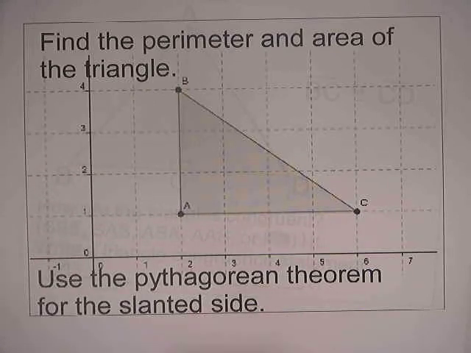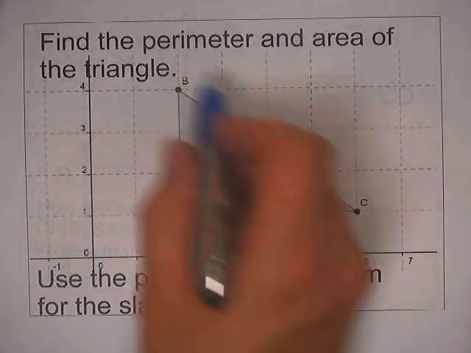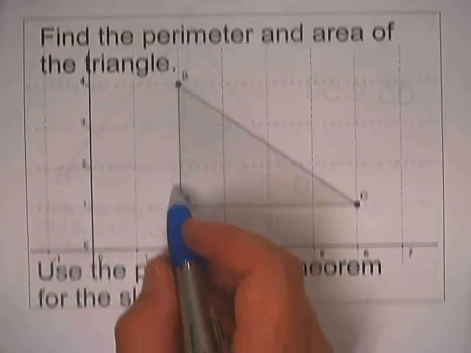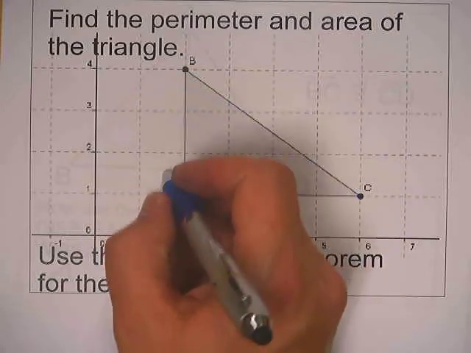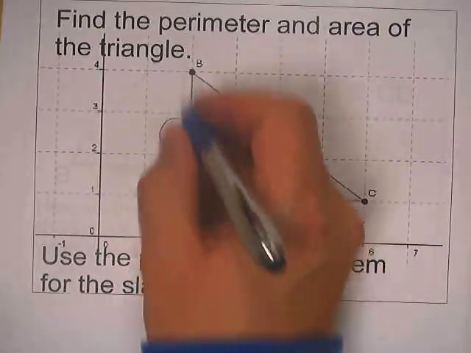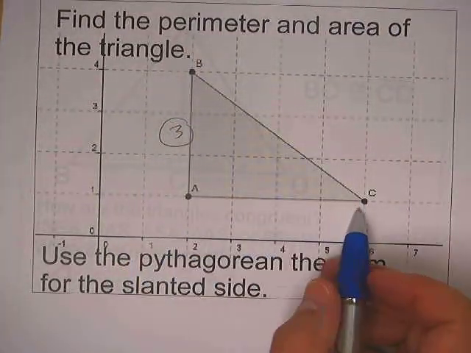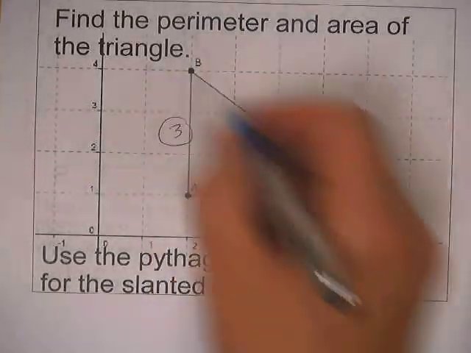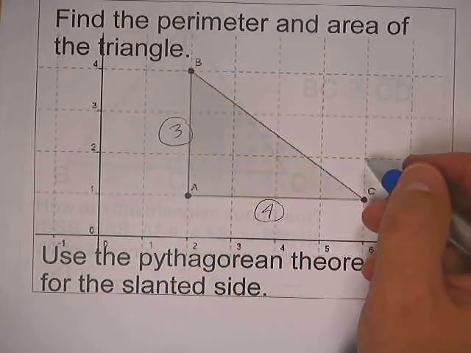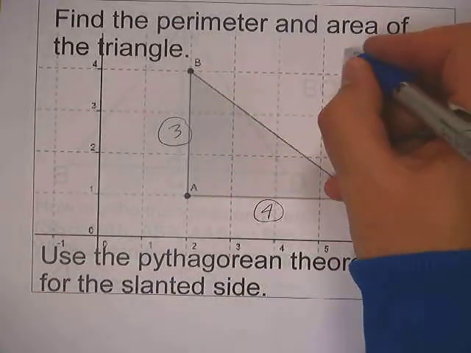Right now, we want to find the perimeter and area of this triangle. Use Pythagorean theorem for the slanted side. So in this case, to get the perimeter, I have to figure out the lengths of all these sides. Well, I know the length of AB is going to be 3. It's 3 units. Length of AC is 4. 1, 2, 3, 4 spaces here.